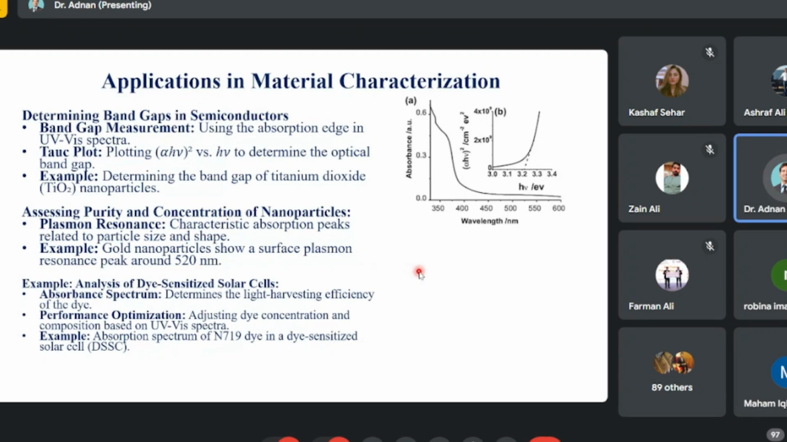You can also analyze dye-sensitized solar cells. Various types of work are on the way. Sorry, I have omitted various slides from this presentation because of the limitation of the time.